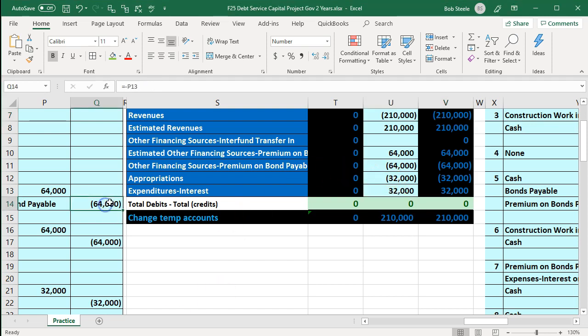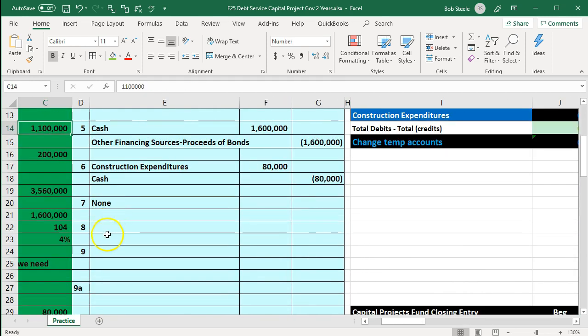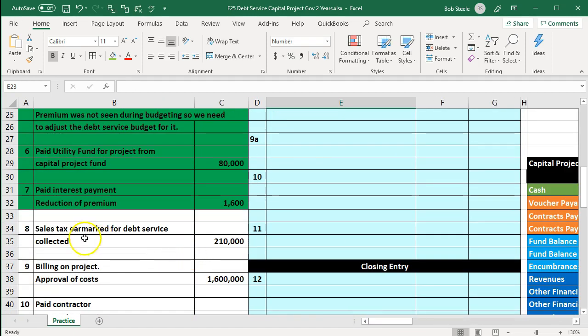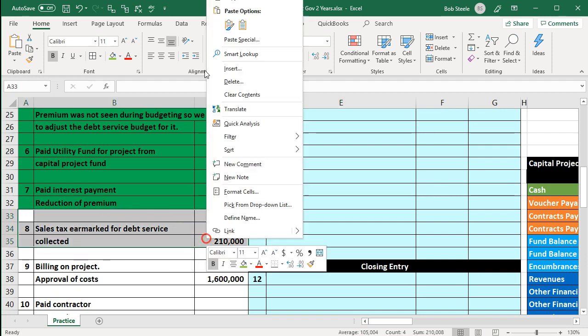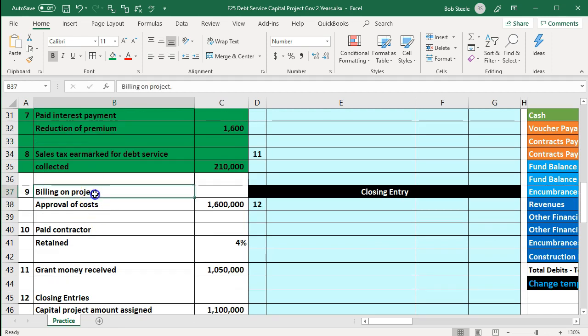Let's scroll over now to the Capital Projects Fund. Within the Capital Projects Fund, there's going to be no transaction. Okay, so let's see what our next one is. We're going to scroll back down. We've completed number 8, so I'm going to highlight it and make it green, as is our custom when we've completed stuff. We're now on number 9.